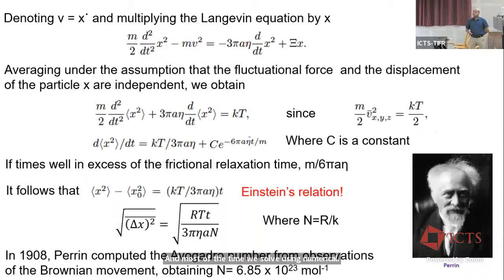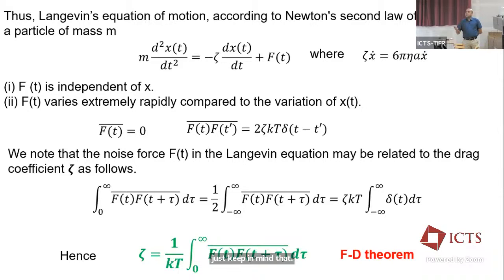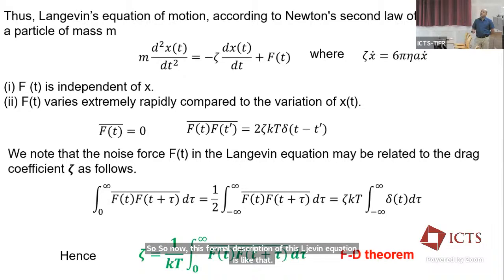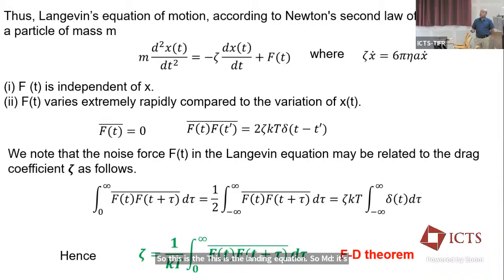Now, the formal description of the Langevin equation is like this: m d2x by dt square equals minus the frictional constant multiplied by the velocity plus the random force, where the frictional force is related by the Stokes-Einstein relation. When I describe it this way, we need to properly describe what F(t) is. We need to define it.